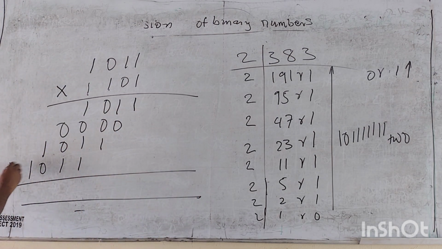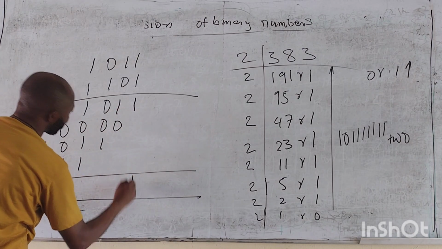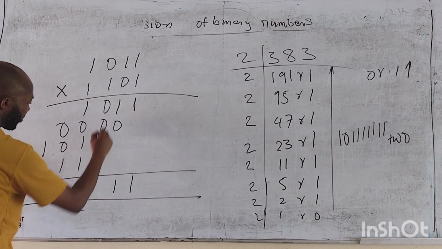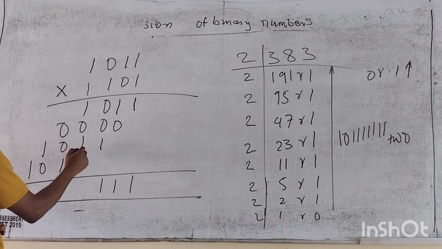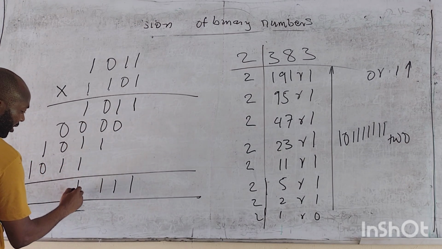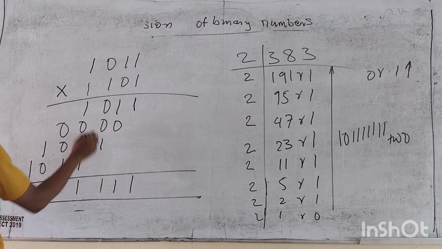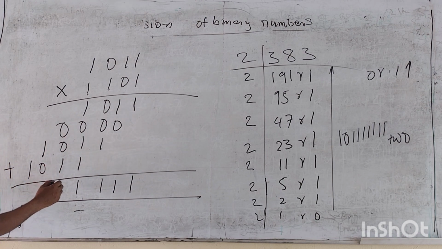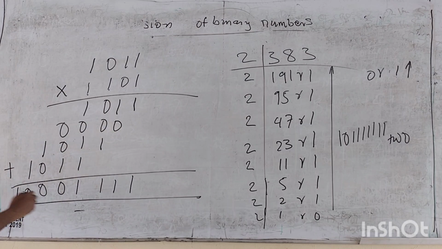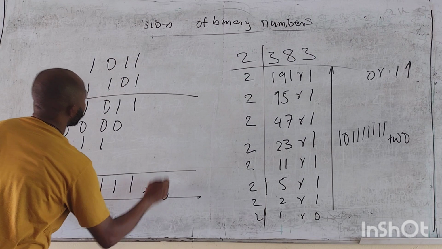We add. 1, down. 1, 1. This is 3. 3 is what? 1 remainder 1. So the remainder is 1. We'll carry that 1 over. This is 2. 0. Carry 1. 2. 0. Carry 1. 2. 0. Carry 1. So this is our answer in base 2.